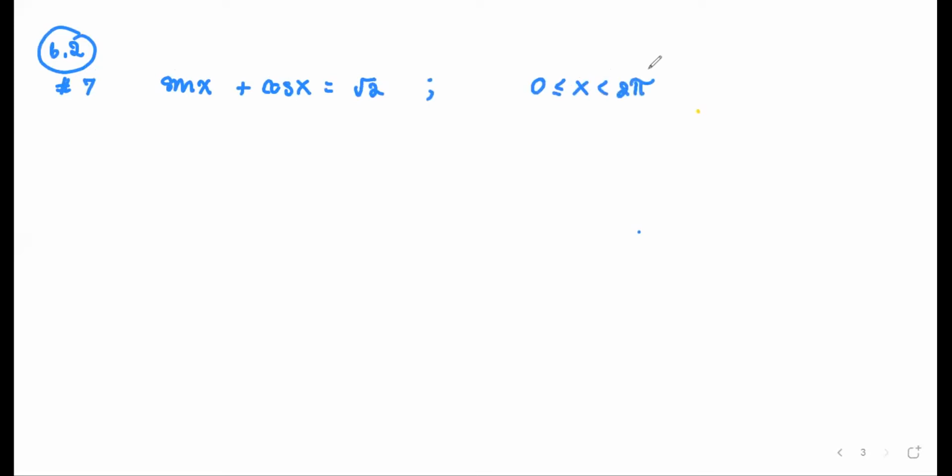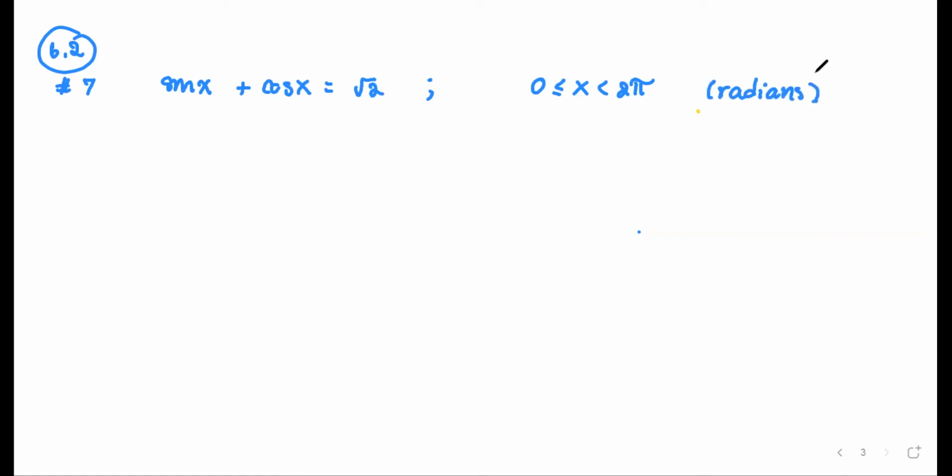Homework section 6.2, number 7. We're going to solve for x for the equation sine x plus cosine x equals square root 2. And x, or the answer x, will be between 0 radian and 2 pi radian, or within the first revolution. Recall the answer must be in the radian form.